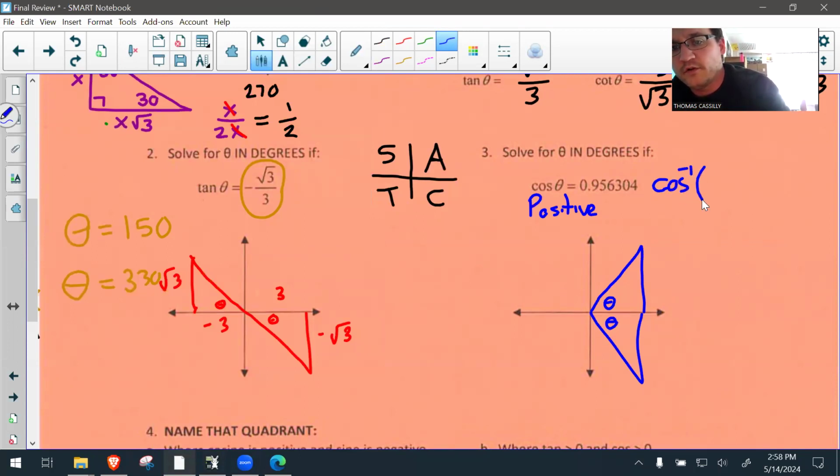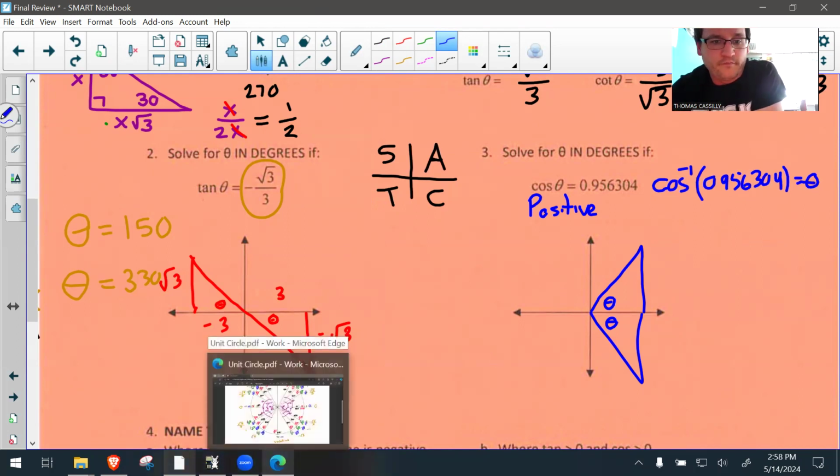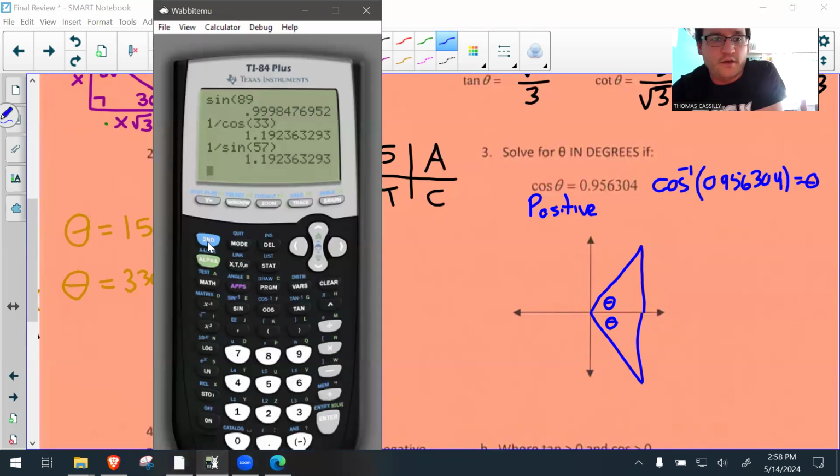Of this long decimal. All right. So 0.956304. All right, this is our angle. That's our theta. So what am I doing here? Inverse of that number. My decimal didn't show up. 0.956304. All right, that's going to give us some number.